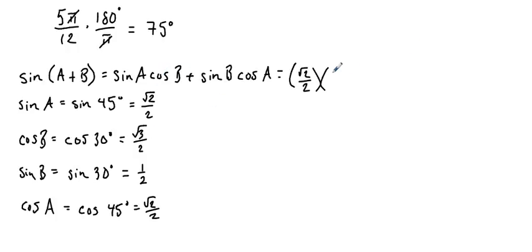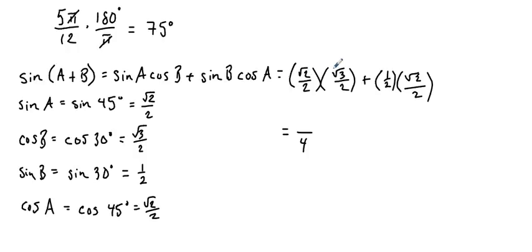Cosine B is root 3 over 2. Plus, sine B is 1/2. And cosine A, last one, is radical 2 over 2. So radical 2 over 2 times radical 3 over 2, we multiply straight across. Now, the denominator, 2 times 2, is just 4.